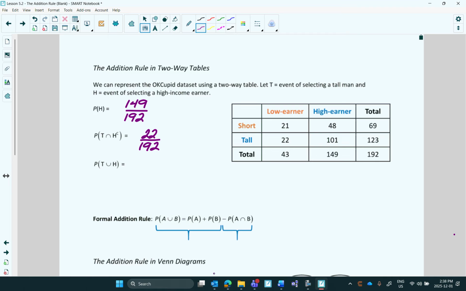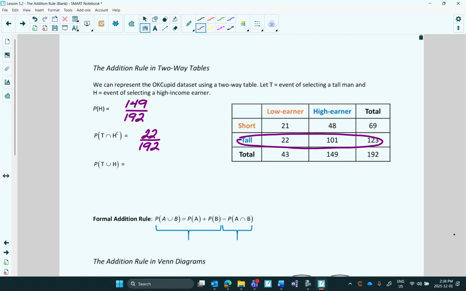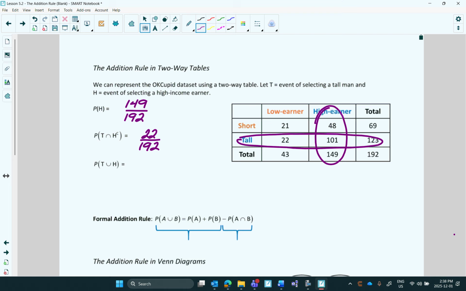Tall person or a high earner. Well, there's all the tall people, right? There's all the high earners. So couldn't I just add these two together? But I know what you're thinking. You're thinking add these three, right? That's fine. That'll work. But here's another way you can look at it, and it answers some other questions.